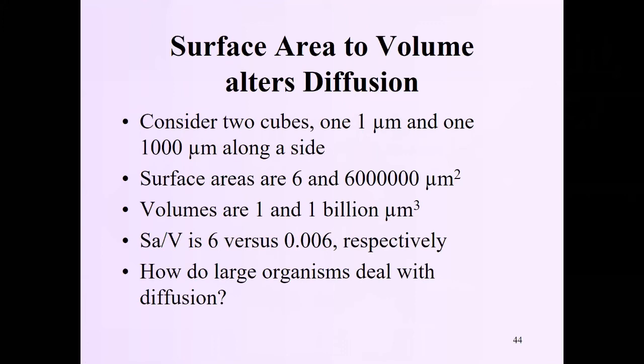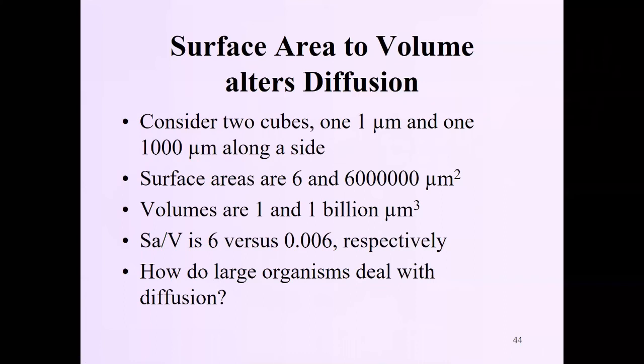So let's consider two cubes, one that's a micron on a side and one that's 1,000 microns along a side. Surface area of a cube, how many sides are there? How many sides does a cube have? 6, good. So if there's 1 micron on each side of a cube, each side would have 1 micron squared. So there's 6 microns squared of surface area on a cube. The volume of the cube is 1 times 1 times 1 micron, which is 1 cubic micrometer.